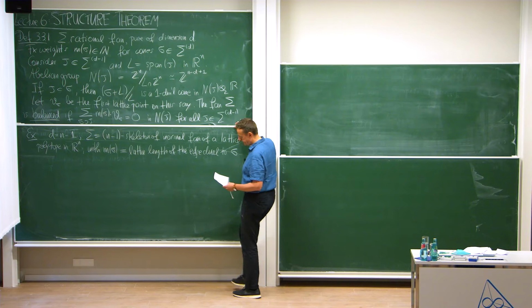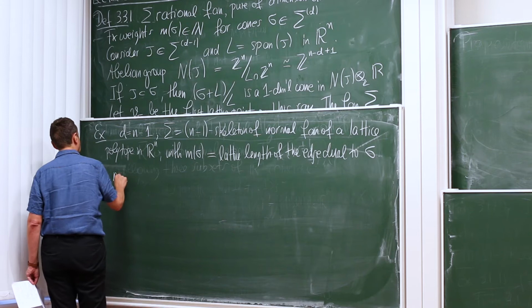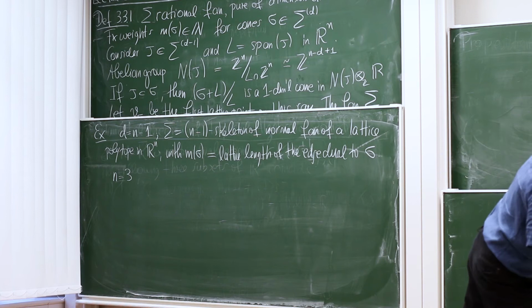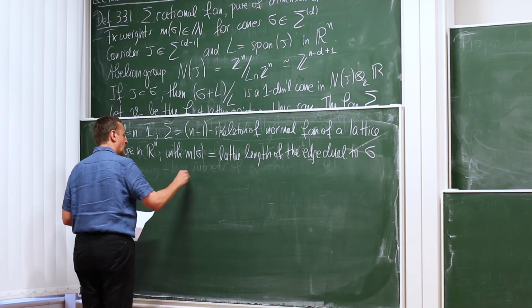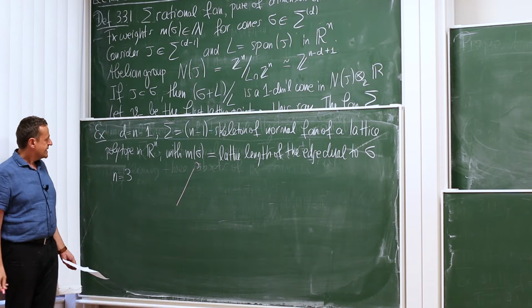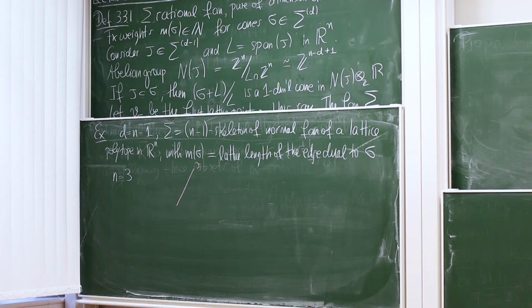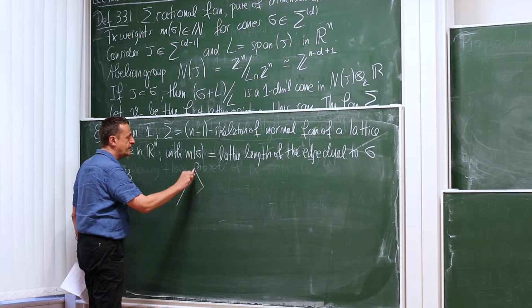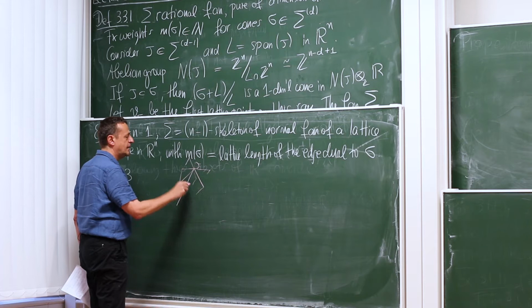Now I claim balancing holds, right? So let's try to visualize why balancing holds. Let's pick a tau, right? So here's a tau. This is now a three-dimensional polytope. I'm looking at the two skeleton of the normal fan, okay? So n is 3, d is 2, d minus 1 is 1. So tau is a ray, and this ray is contained in a bunch of two-dimensional cones, so maybe 6 of them. So this is in the normal fan.